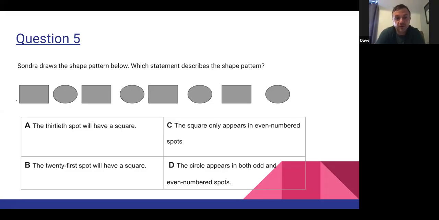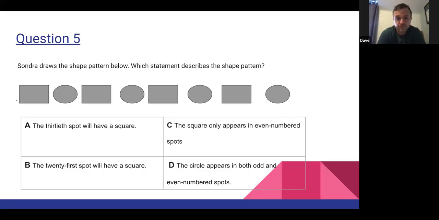A, the 30th spot will have a square. Now, I can go 30 spots over, 1, 2, 3, 4, 5, 6, 7, 8. Or, I know in this pattern, every odd number, 1, 3, 5, 7, 9, they are squares. Every even number, 2, 4, 6, 8, they are circles. So the 30th spot will have a square. I know that's not true because my circles are the even and my squares are the odd.